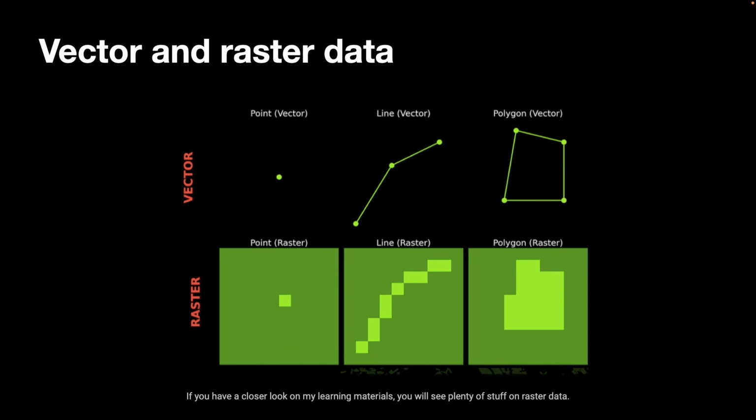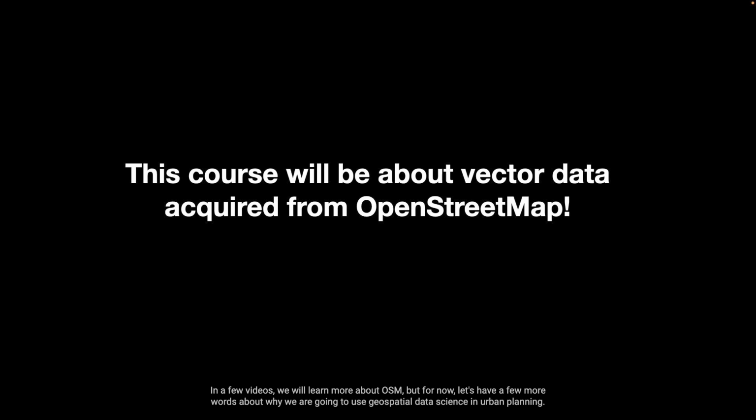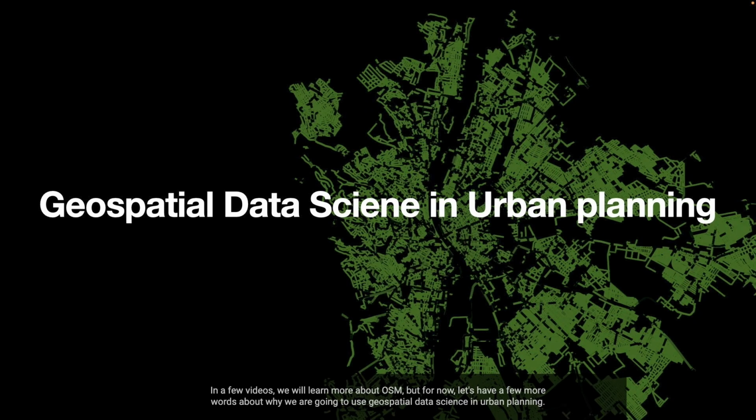If you have a closer look at my learning materials, you will see plenty of stuff on raster data. However, this course is going to be about vector data only, acquired from OpenStreetMap. In a few videos, we will learn more about OSM, but for now let's have a few more words about why we are going to use geospatial data science in urban planning.